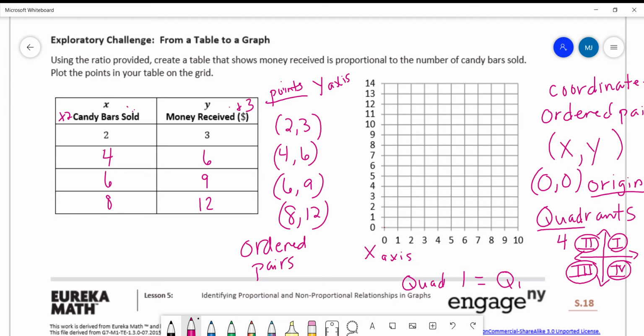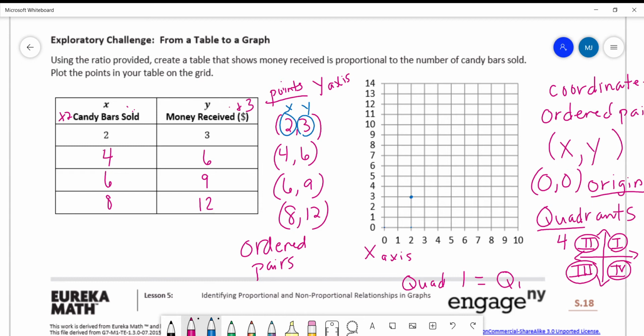So the X goes horizontal. The first thing I want to look for is the number 2. So I'm going from the origin and I'm going to 2. Okay. The next thing I'm going to look for is a 3. So I'm going to go up because that's the y-axis. So I'm going to go from the 2, I'm going to go up to the 3, and that's where I'm going to put my point.